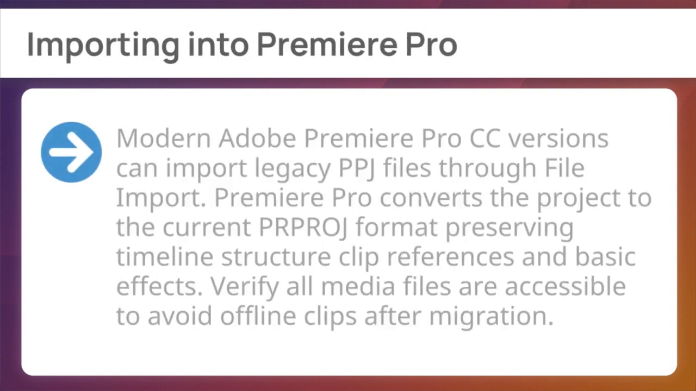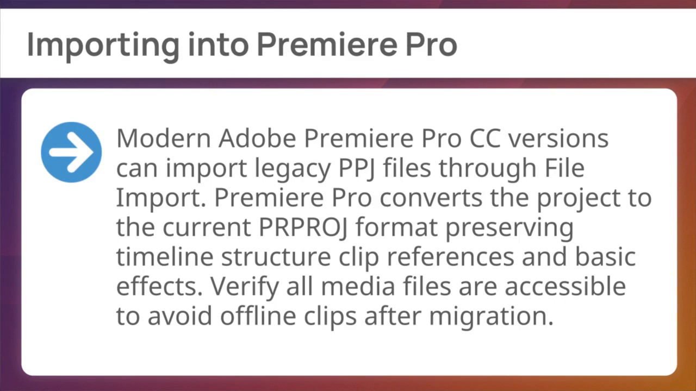Next, importing into Premiere Pro. Modern Adobe Premiere Pro CC versions can import legacy PPJ files through File Import. Premiere Pro converts the project to the current PRPROJ format, preserving timeline structure, clip references, and basic effects. Verify all media files are accessible to avoid offline clips after migration.